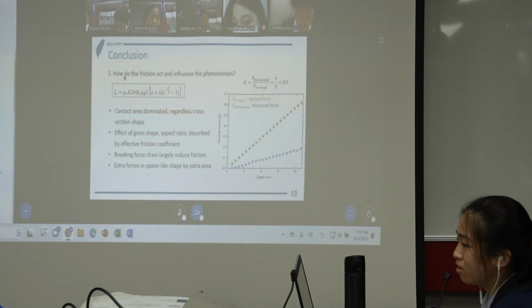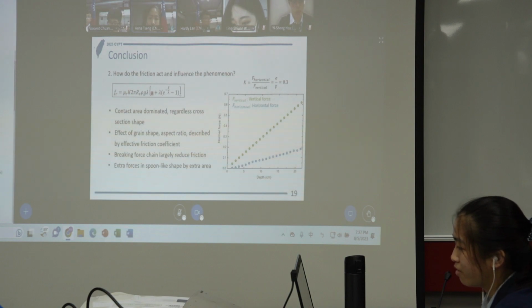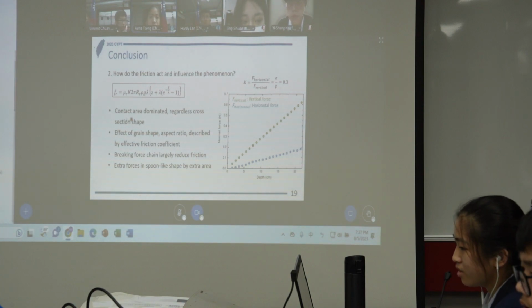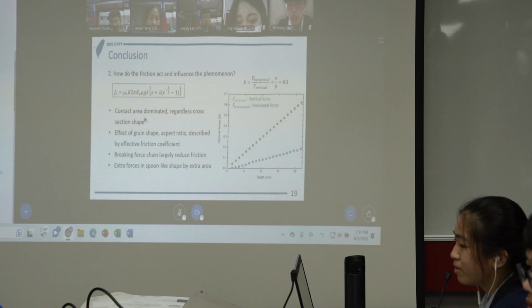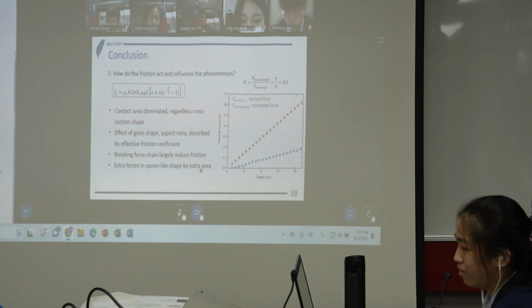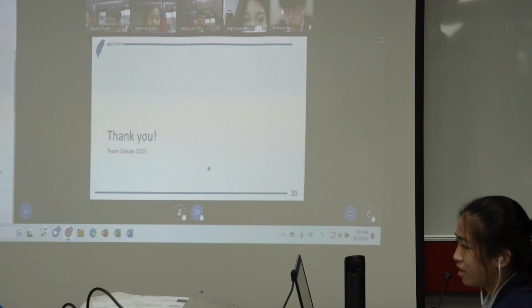Second, how does the friction act and influence the phenomena? Based on our theoretical model, we also found the value of K, which is about 0.3, and it is the pressure steering constant. Based on it, the contact area dominates regardless of the cross-section shape, and the effect of grain shape aspect ratio is described by an effective friction coefficient. Breaking force chains largely reduces friction, and the spoon-like shape gives extra force by extra area. That's all of my presentation. Thank you for your attention.